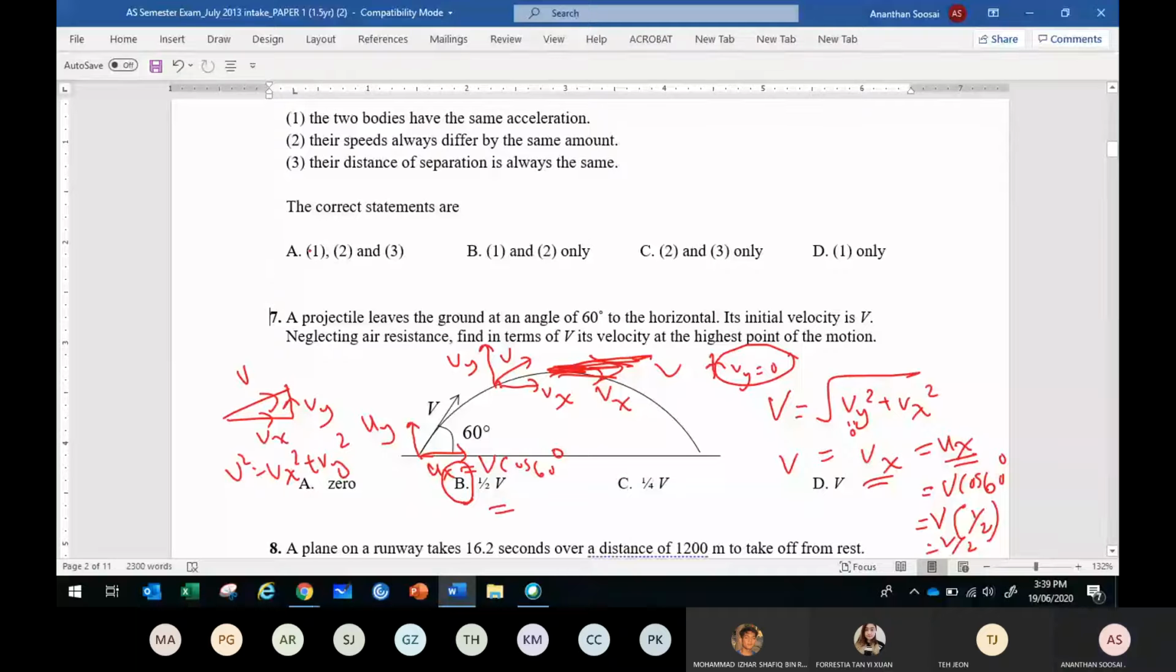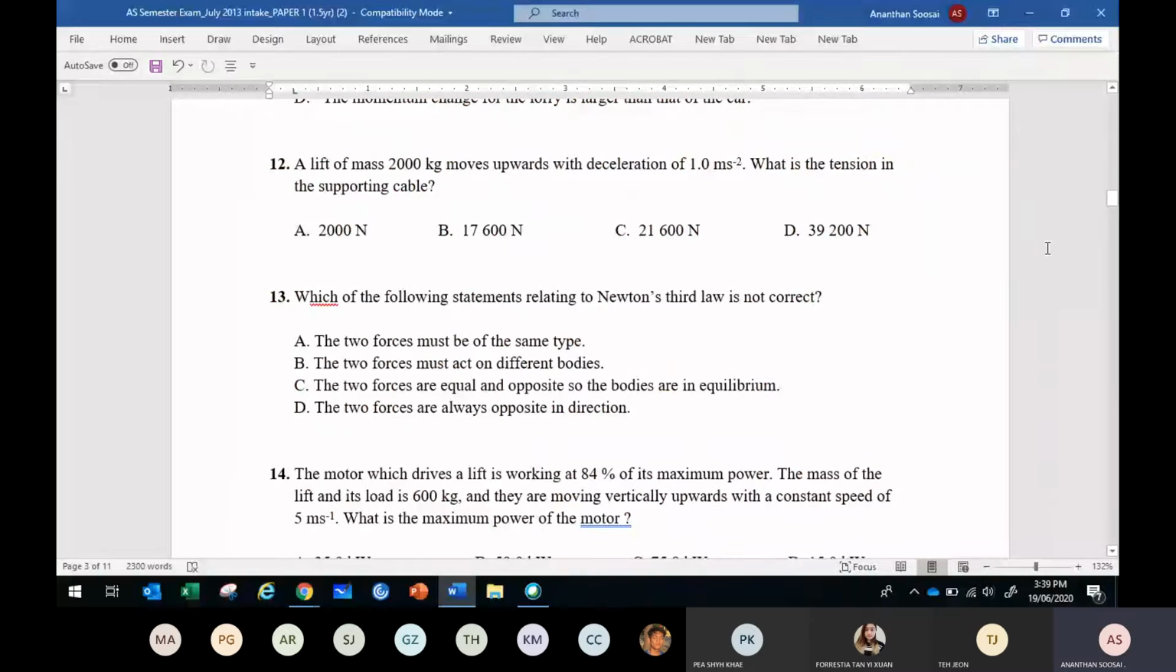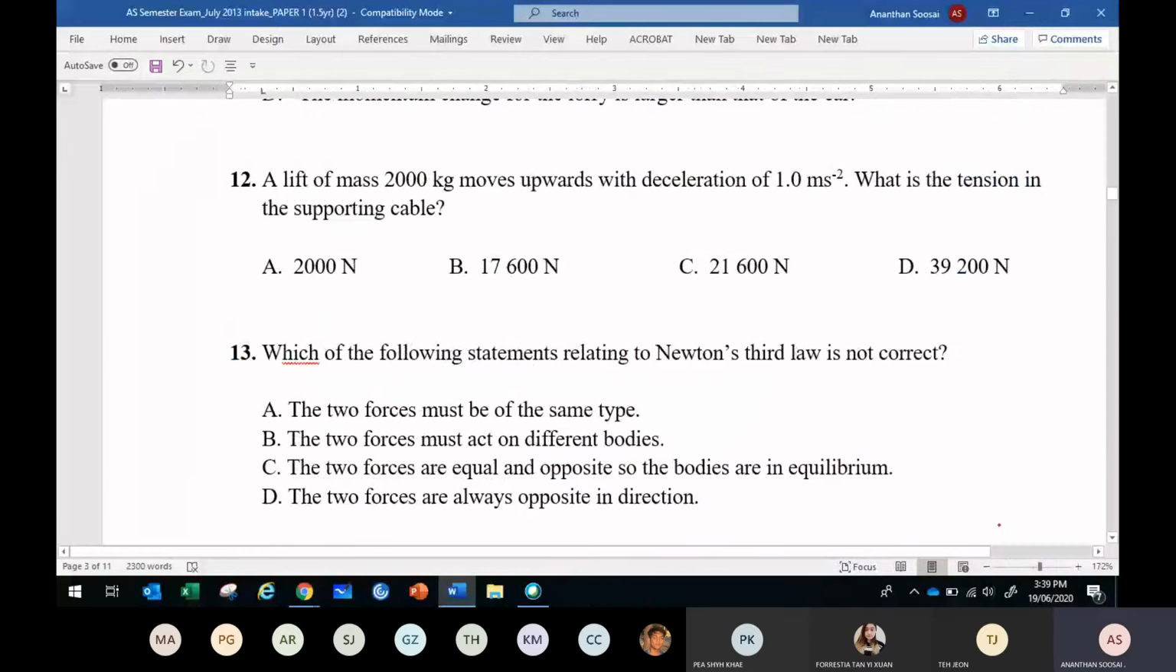So, any other questions? Question 13. Okay, 1, 3. Let's go to question 13. Okay, question 13. Okay, the others I haven't tried. I have an idea.